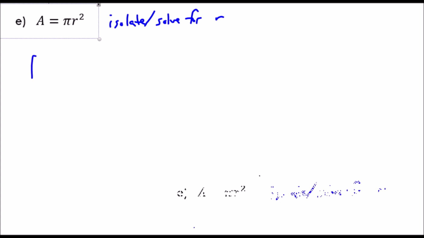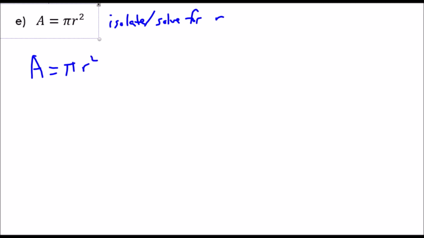So I have A, oops, oh great. I'm going to talk through this while I get my pen working again. So I have A is equal to pi r squared.